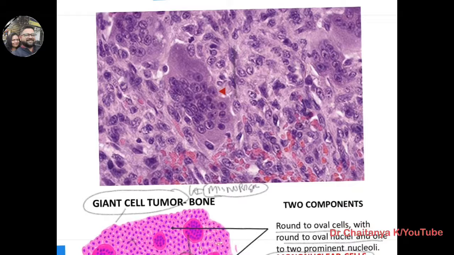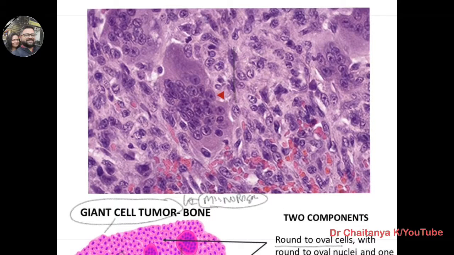This is the photomicrograph of the giant cell. Here you can see clearly, the red arrow is indicating a giant cell. If you see many giant cells under the microscope in our laboratory, then definitely you should go for giant cell tumor. And these are the tumor cells which have 1 or 2 nucleoli and other features of malignancy.